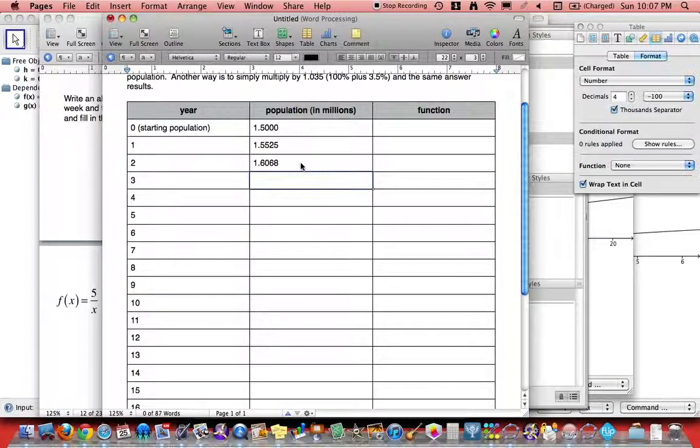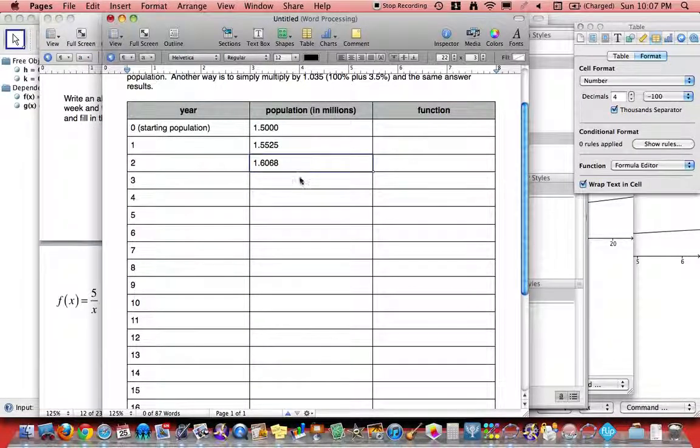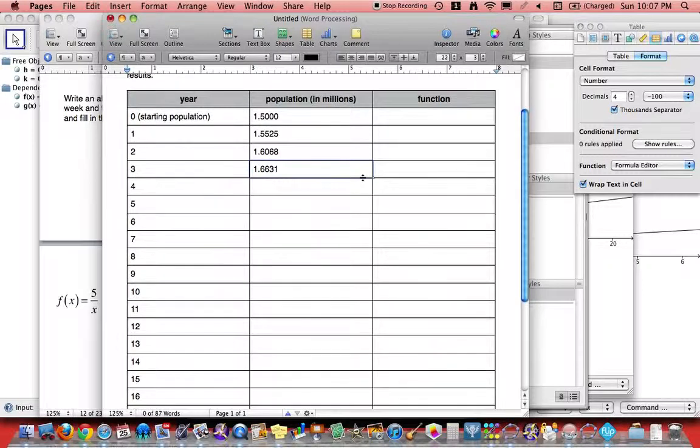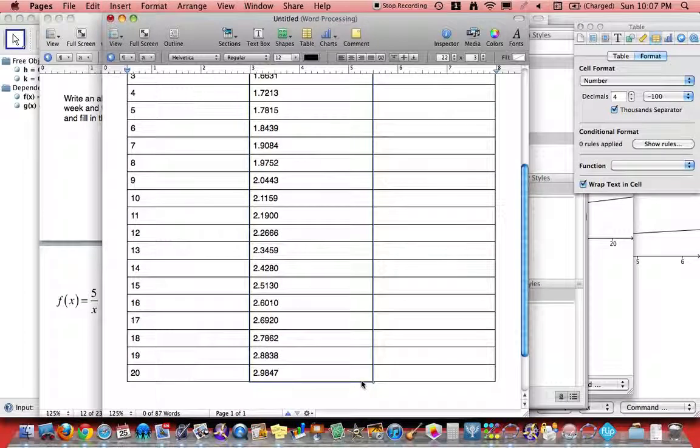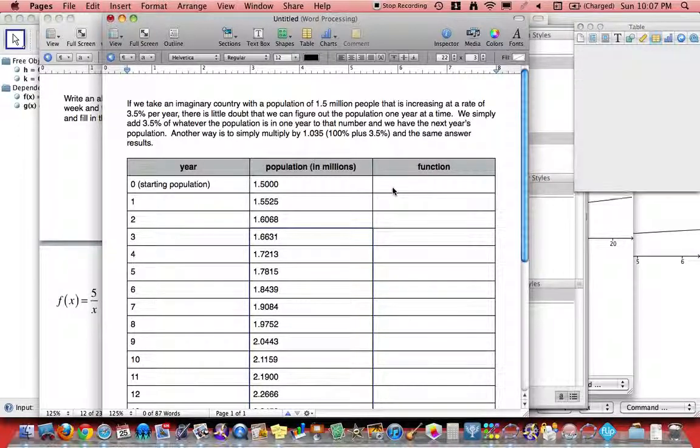Now, if we want to keep doing that, I can copy that function, which just takes the previous year's population and multiplies it by 1.035, and we can drag that down. But what did we do each time? We took this first population, multiplied it by 1.035, then multiplied by 1.035, then by 1.035 again. So we've got an exponential function.